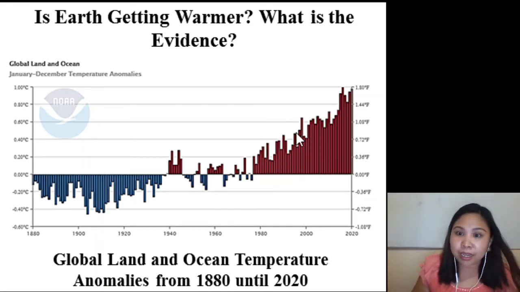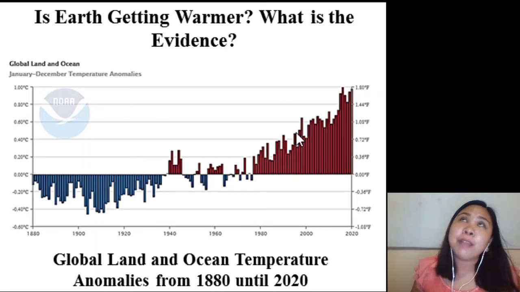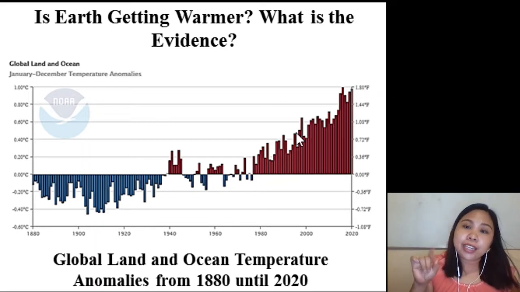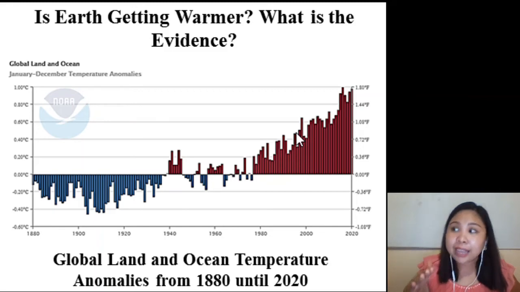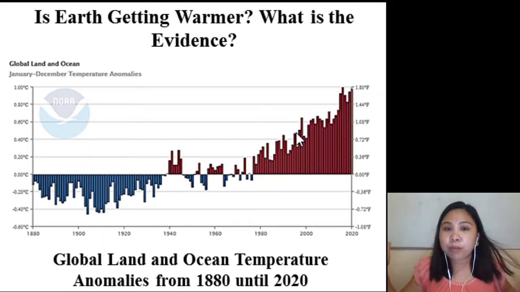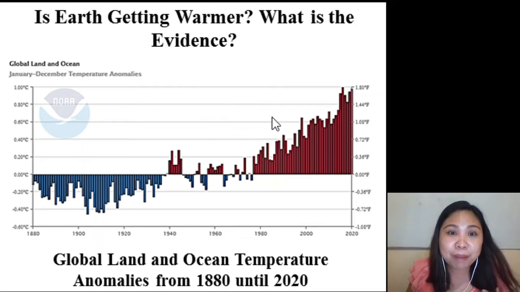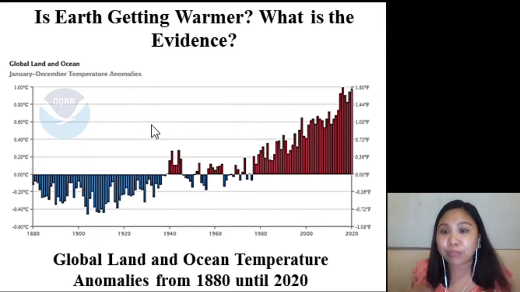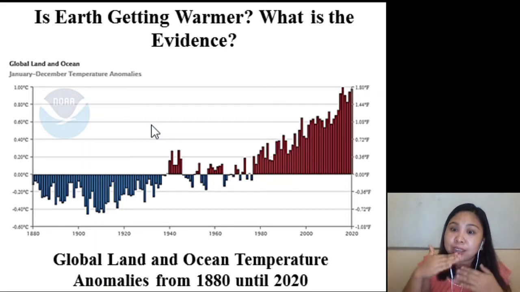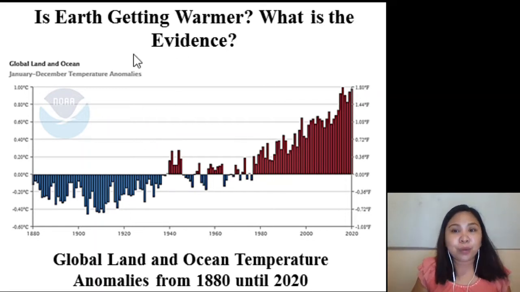So, ibig sabihin, it's an indicator. Sabihin na nating 37 degrees Fahrenheit ngayong taon. Okay? Tapos next year, sabihin na nating 37.5. So kunin mo yung difference nun, yun yung anomaly. Okay? So kapag mataas yung difference nun, ibig sabihin there is a fluctuation of temperature between those two years. Okay? So if you want to verify this, you go to the website of NOAA.